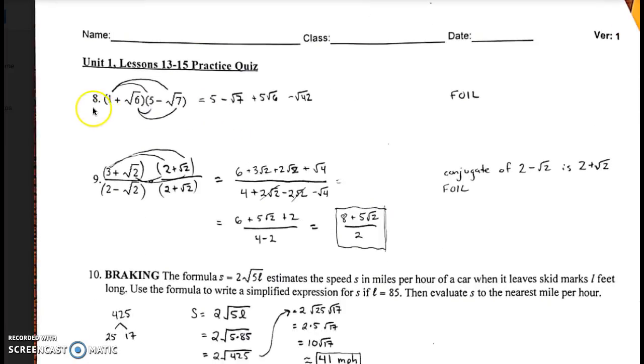Now onto the second page, number 8. Here we have two terms because we have a plus separating them and a minus separating these. So we have 2 times 2. We're going to be foiling. So I FOILed this out. I showed the process of what I'm multiplying by. I ended up with 5 minus root 7 plus 5 root 6 minus root 42.